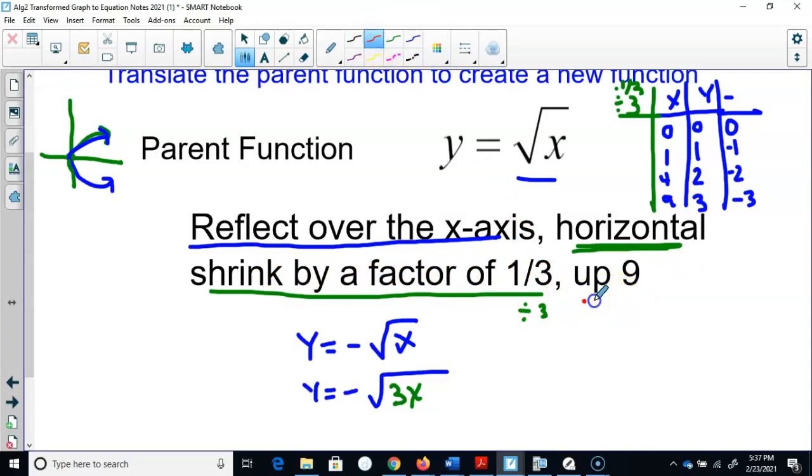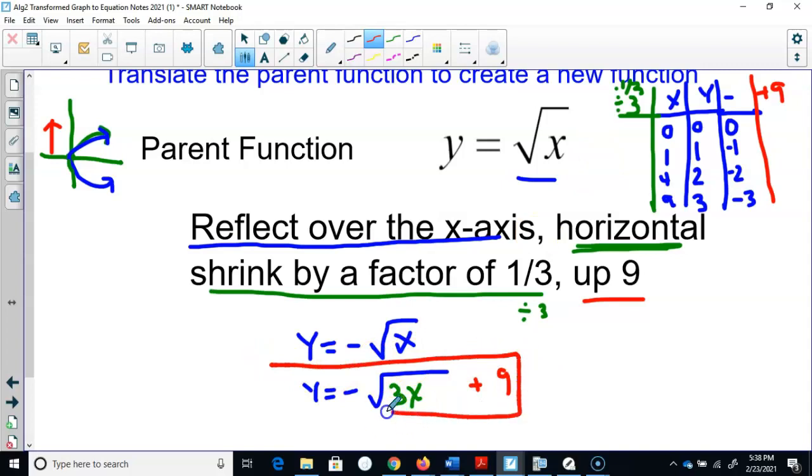Finally, I want to talk about going up 9. So up 9 is we're going up, so that's in the y direction. I'm adding 9 to all of my values here. Anything that's happening to the y is happening on the outside of the grouping symbol. So I'm going to add 9 over here. And here is my final answer.